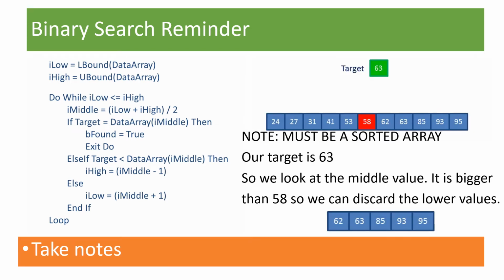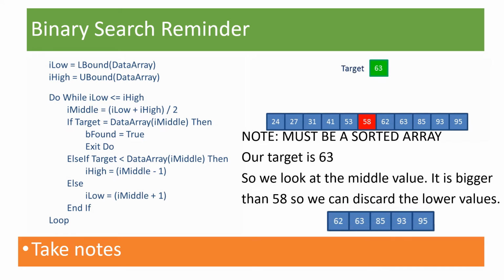The one issue with a binary search is that it must be a sorted array. If it's not sorted, you cannot do a binary search. So if we don't have a sorted array, it is going to add more complexity to it. Let's have a look at an example.